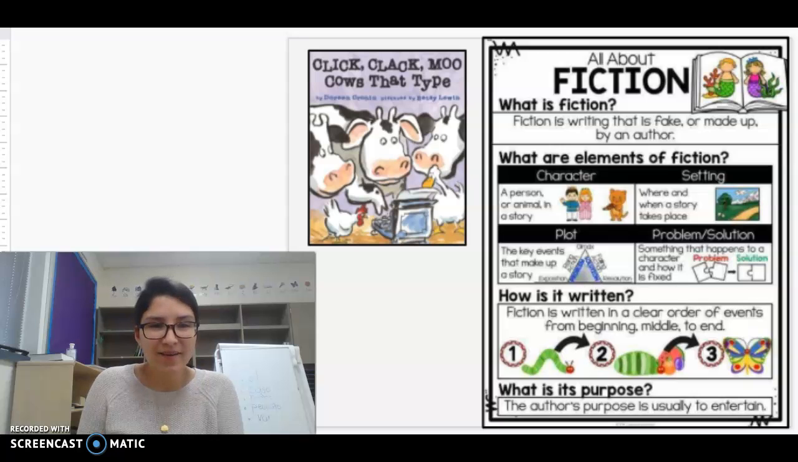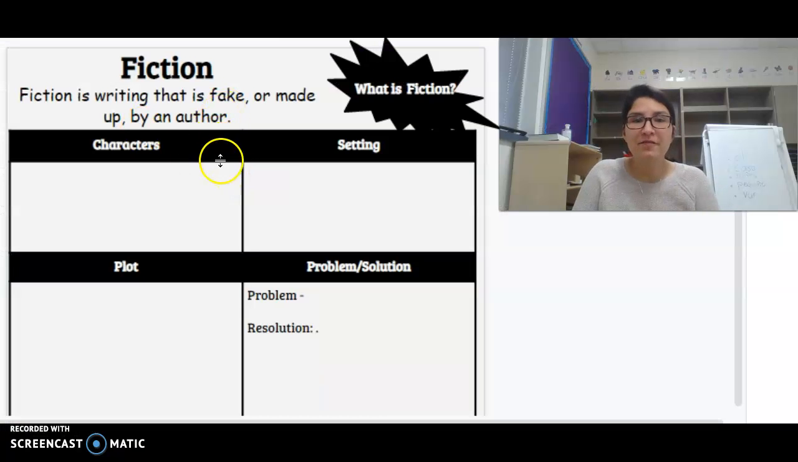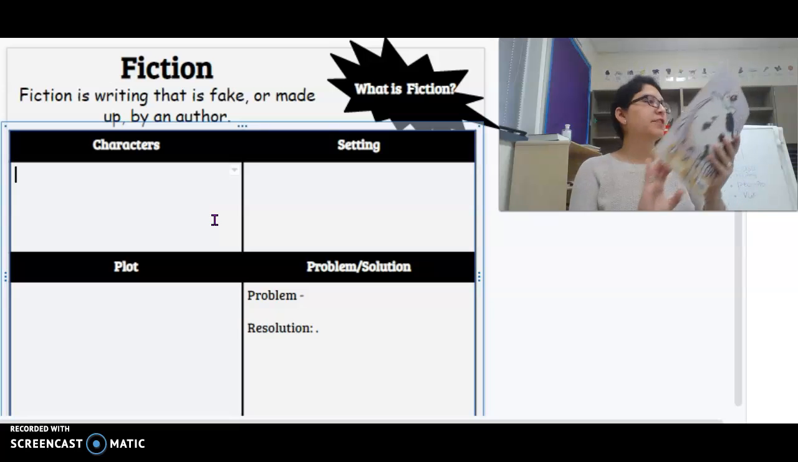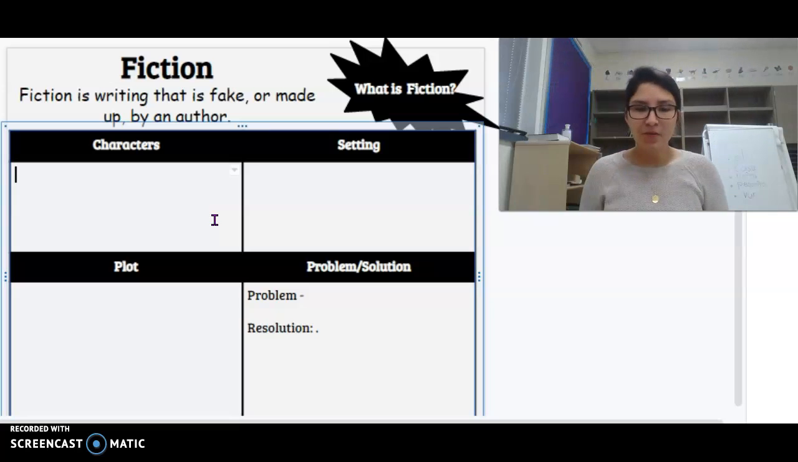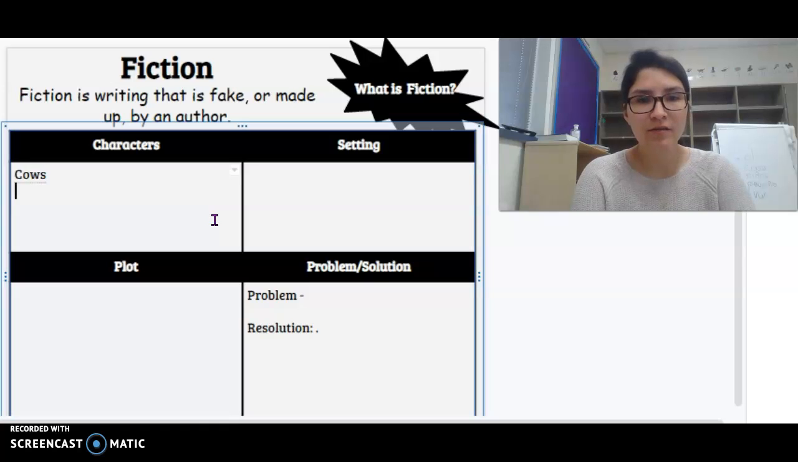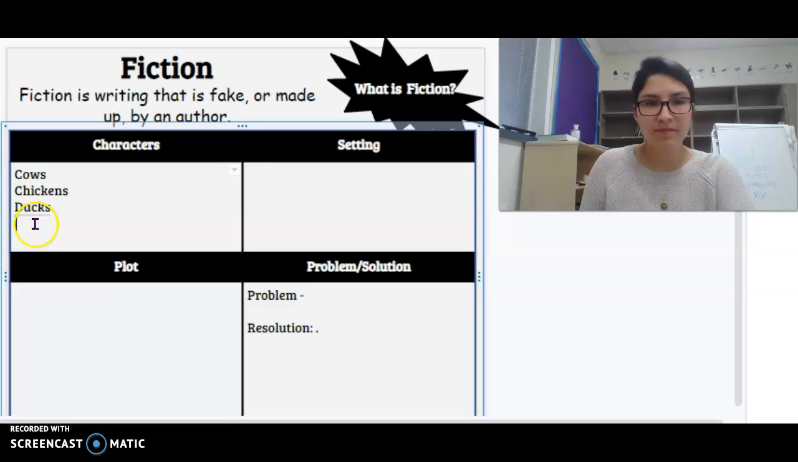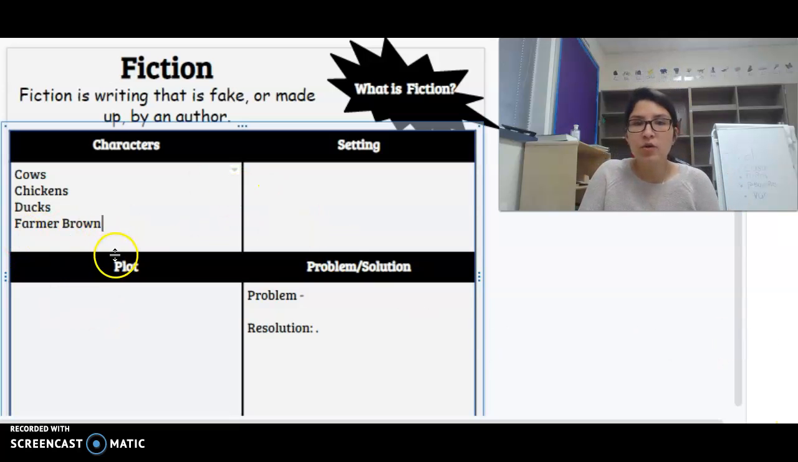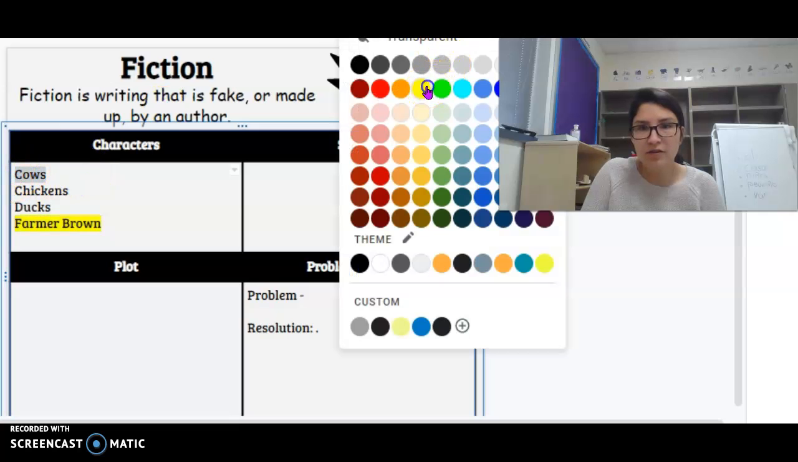All right, let's go ahead and talk about the book. Remember, fiction is writing that is fake or made up by an author. So, who are the different characters in Click, Clack, Moo, Cows That Type? We have the cows, chickens, ducks, and Farmer Brown. Cows, chickens, ducks, Farmer Brown. Those are the characters. Who are the main characters in the story? Farmer Brown and the cows. Those are the 2 main characters.